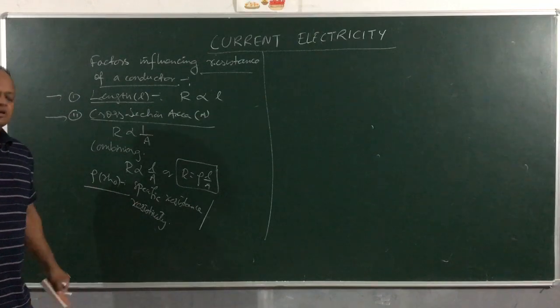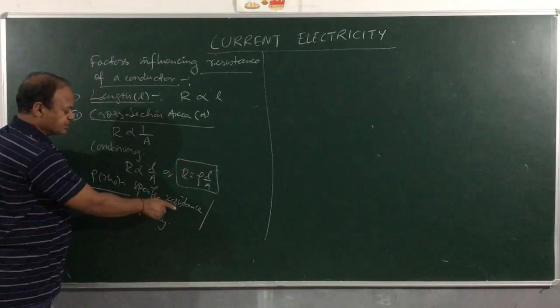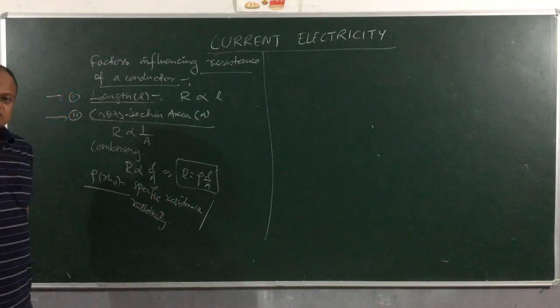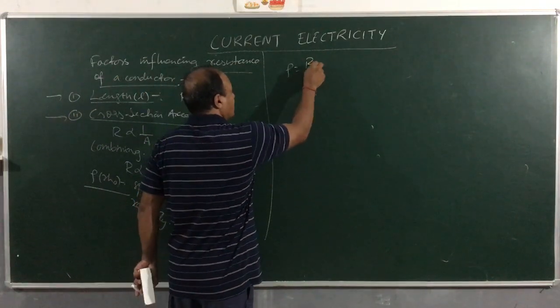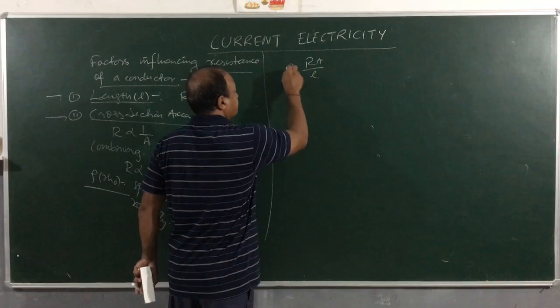So here we have a new constant, children, rho. Rho is called specific resistance or resistivity, and rho is equal to R into A by L.